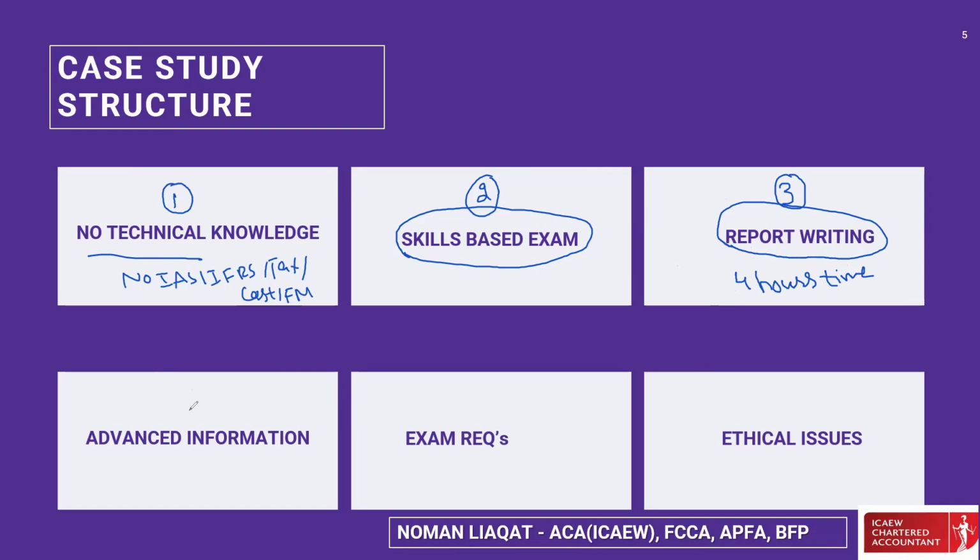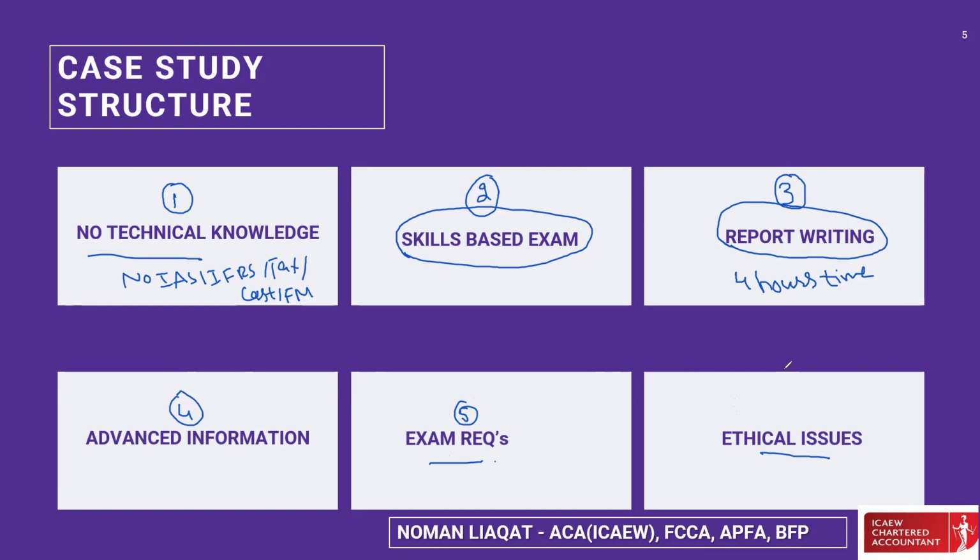Another important consideration for the case study is the advanced information. What is advanced information? We are just a few minutes away from talking about it. Then we will talk about exam requirements. What are the different requirements of the exam? Because the ICAEW case study has different exam requirements. And then we will talk about the ethical issue. So these are some important considerations. These are the cornerstones of the case study structure.